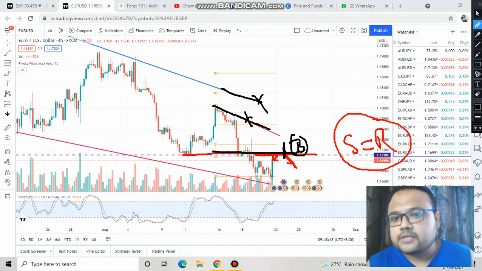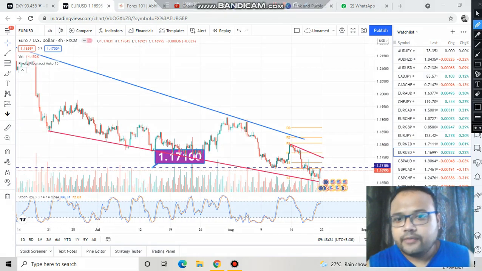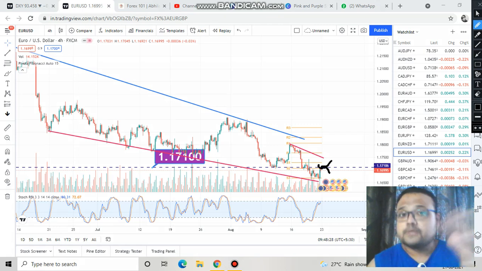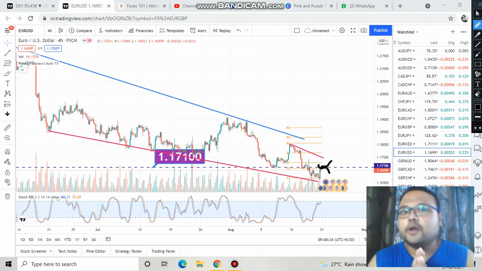If it reverses from this 1.1710 level, short the market, and if it crosses the 1.1710 level with good volume, you can go for a buy. So right now, let's wait and watch how Euro USD reacts. So this is it. Hopefully you've understood.